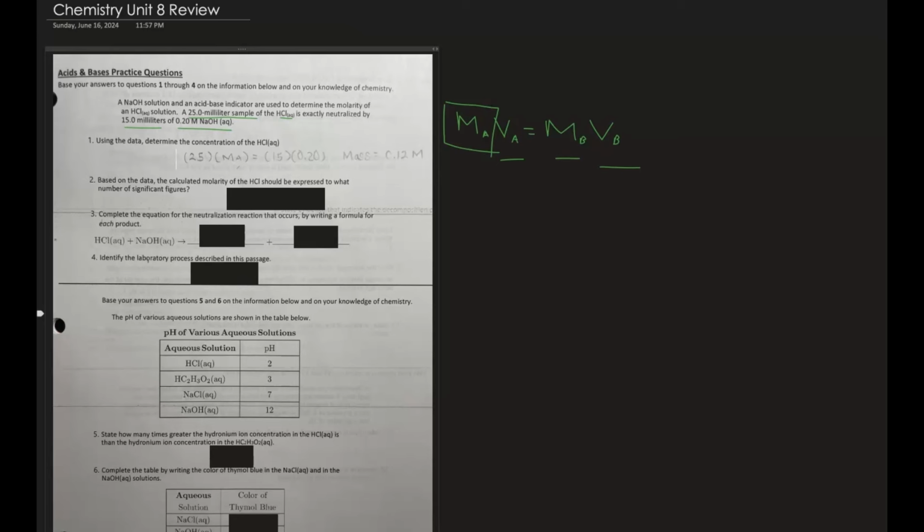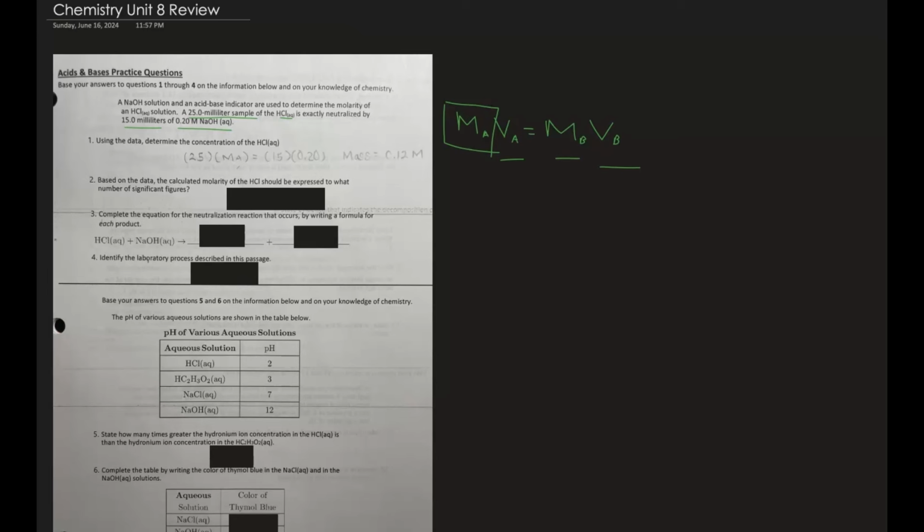Based on the data, the calculated molarity of HCl should be expressed to what number of significant digits, or figures. So for multiplication, how sig figs work is you're going to find the number of sig figs in each of the values that you calculate, and then you have to round to the one that is the least number of sig figs.